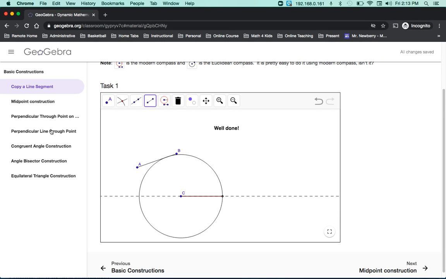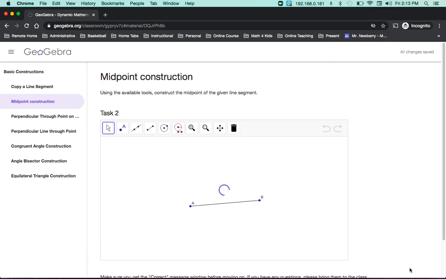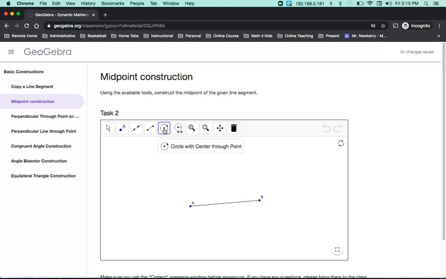All right, so now that I've finished task 1, I go to the next one, midpoint construction. All right, now here's my segment, A and B. Now what I need here is I need 2 circles. Now we could do compass, all right, but we really don't need to move our circles around. So I'm going to go ahead and click on this second one. This is just a circle with a center through the point.